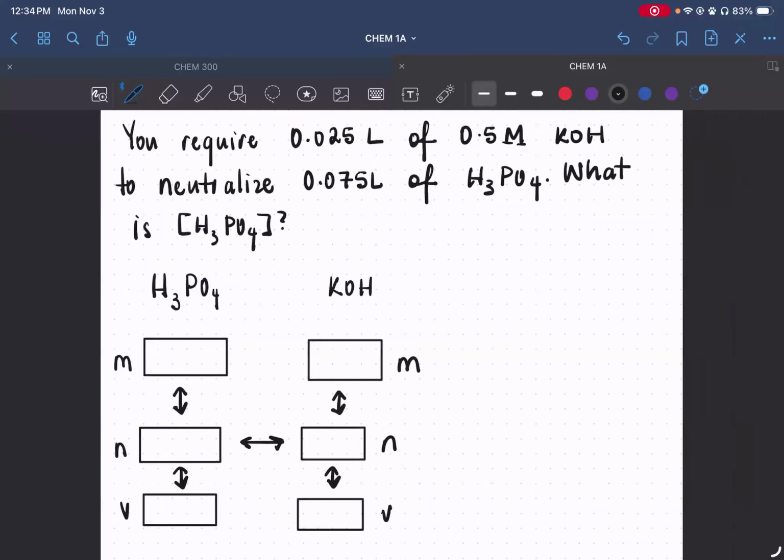All right? Based on the information given, we can fill in the chart. We know we're dealing with 0.025 liters of KOH. It's already in liters, so no conversion needed. We're also told that the molarity is 0.5 M. We're told that we're working with 0.075 liters of the H3PO4, so we write that in as well. What we're being asked to find is the molarity.